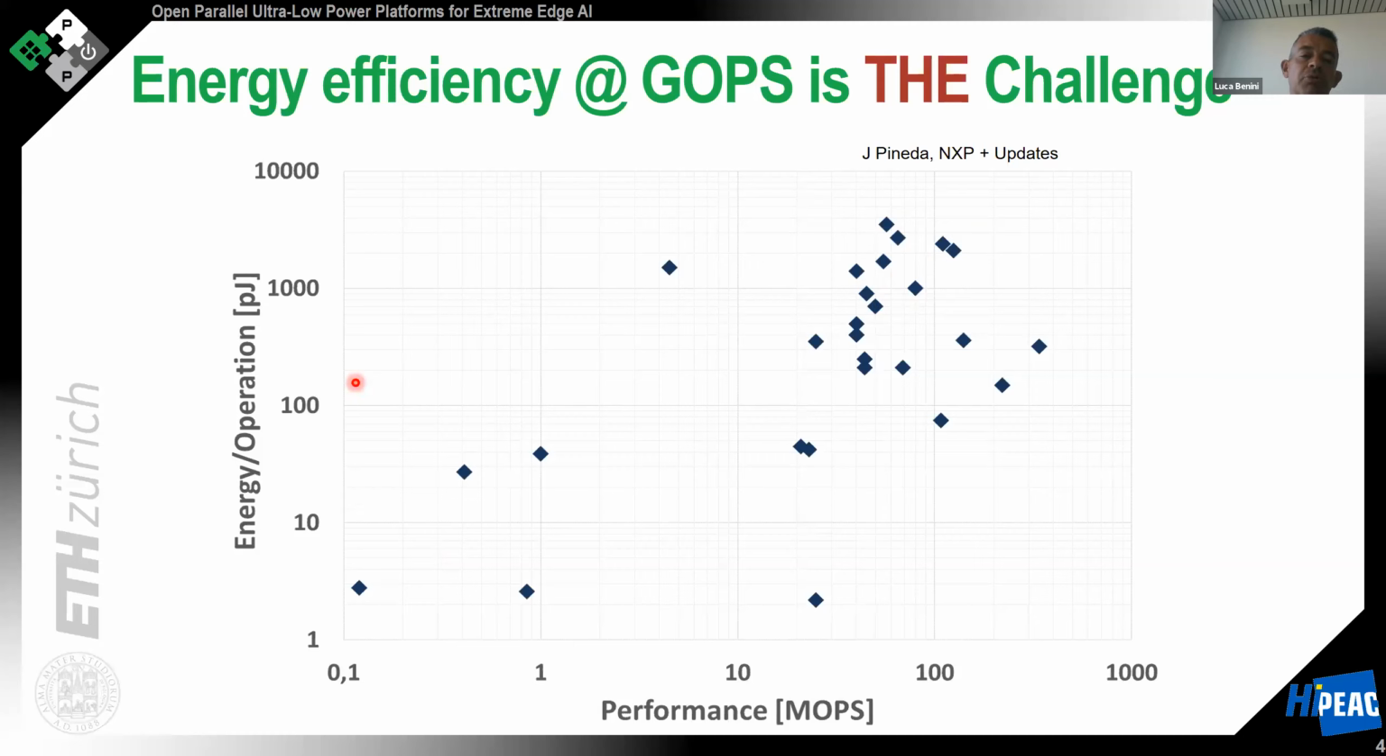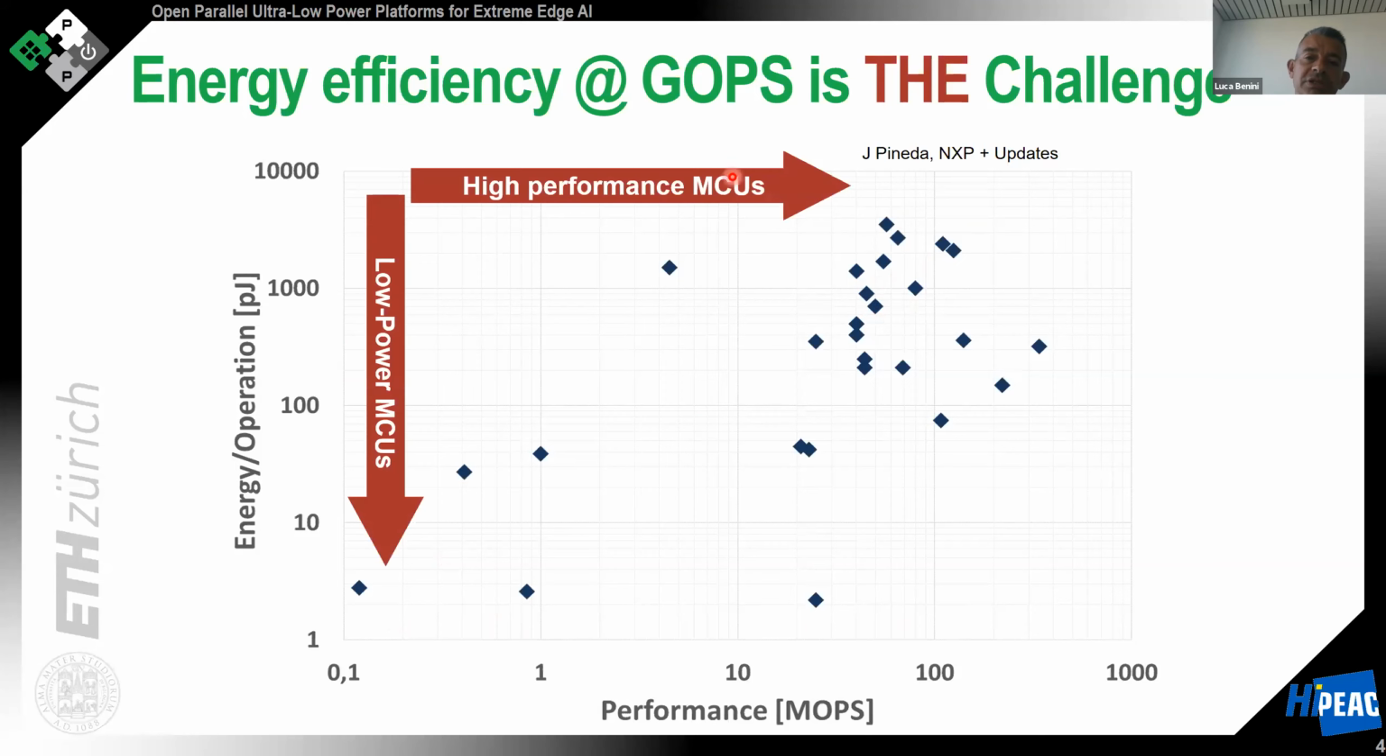So your energy per operation goes up exponentially with an exponential improvement in performance. So you see this line in this plot. So what is the problem? The problem is that if you want a high performance MCU near the edge, then you have to pay a lot of power and you lose in energy efficiency. Or if you want very high energy efficiency, so low energy per operation, you have to be content with a very limited amount of capabilities.